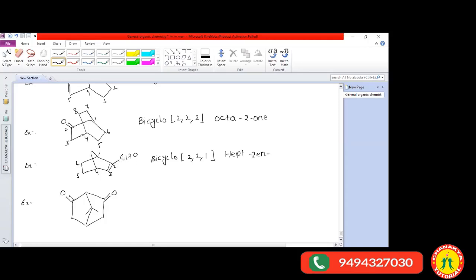Actually, the CHO group is present outside of the cyclic ring. If it is present outside of the cyclic ring, we call it carbaldehyde. Sorry, 2-carbaldehyde. Okay? We didn't learn about this one, carbaldehyde.